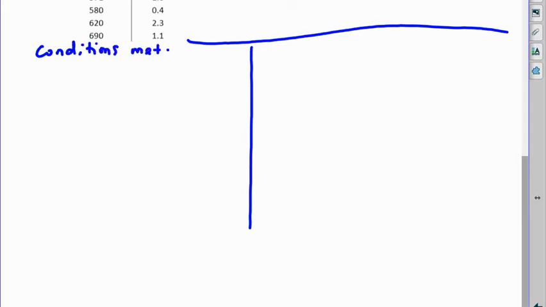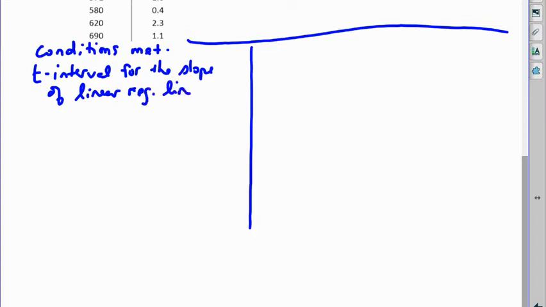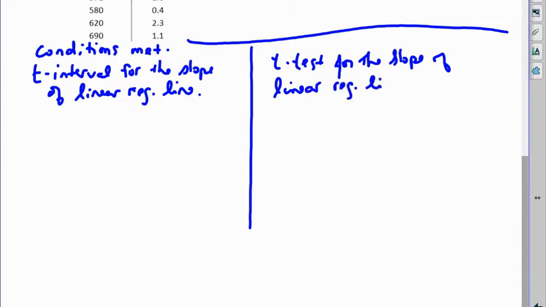And so on the left side, why don't we do a t interval for the slope of the linear regression line. And then on the right side, why don't we do a t-test for the slope of the linear regression line. Okay, so I am going to show you how I would do this with my calculator very quickly.